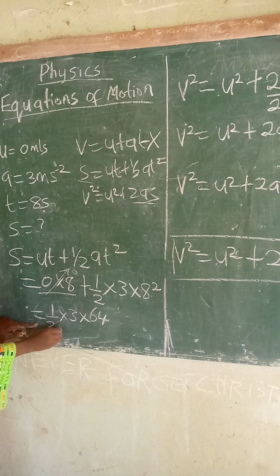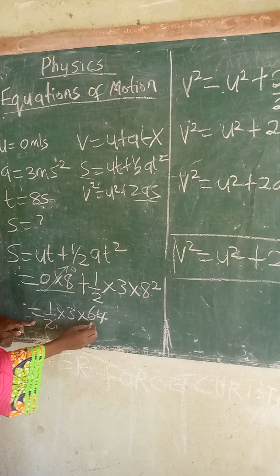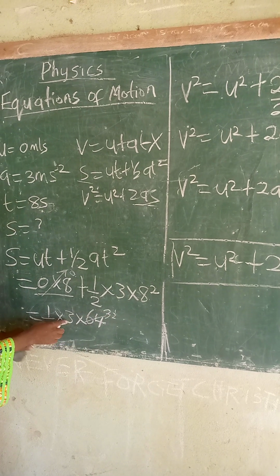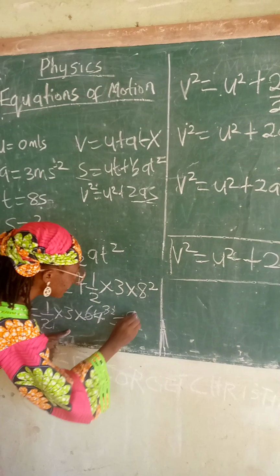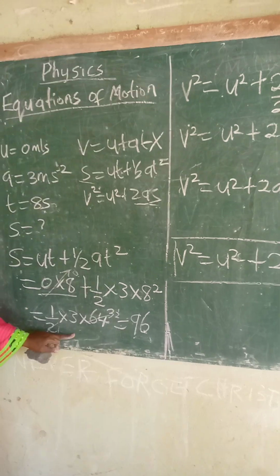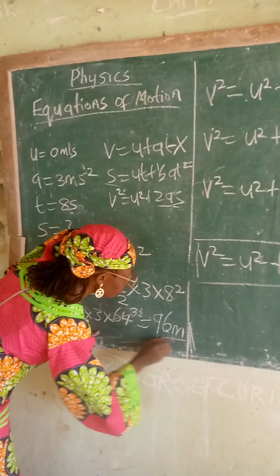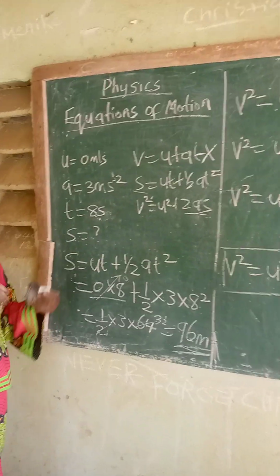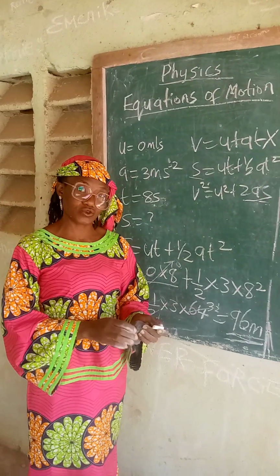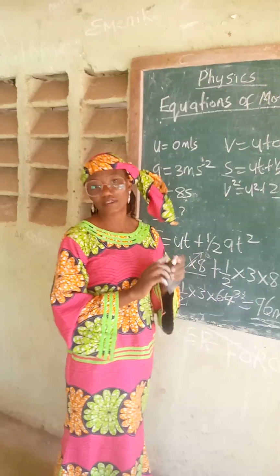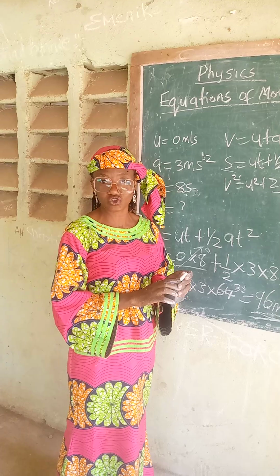2 into 64 is 32, and 32 times 3 will give us 96. And what is the unit of distance? The unit of distance is meters, so we are going to be writing meters. I hope you know that in physics we don't joke with units. It is important that you write the unit of whatever quantity you have been asked to solve.